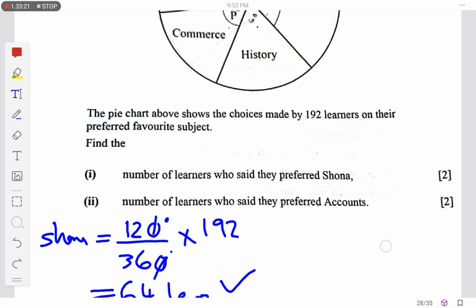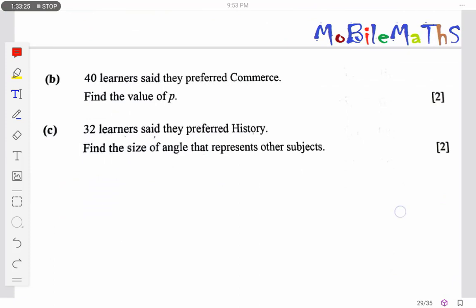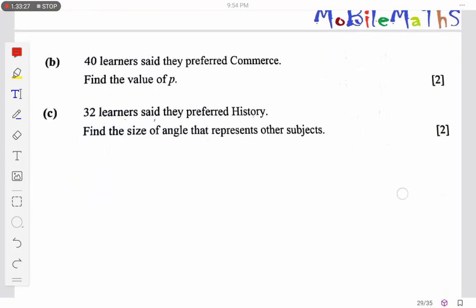Okay, we are done. Let's move on to the next question. They are saying 40 learners said they preferred commerce. Find the value of P.